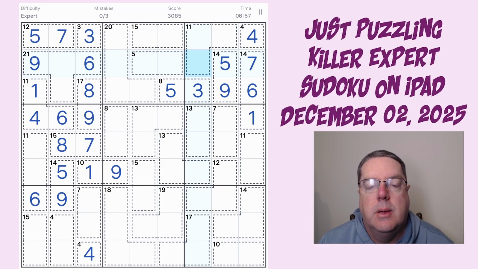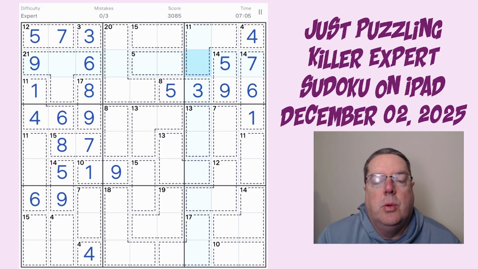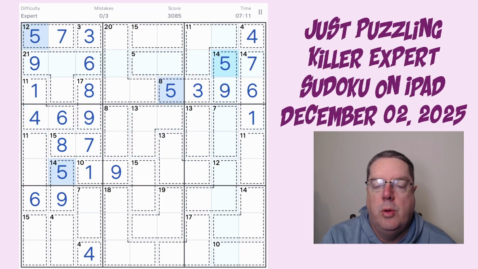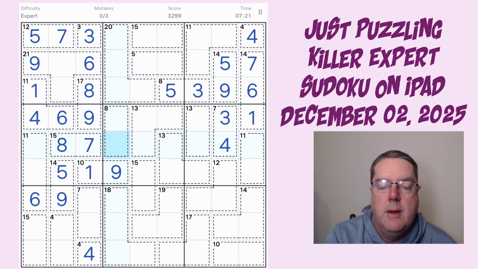8, 1, 2. Could be in all of those. So 5, 1. So this is 3 and 4 because the 5 can't be there and the 1 can't be there. The 4 comes across here. So this is a 4, leaving this to be a 3. 4 comes across here. 4 comes across here. So 4 is going to be one of these two. Well, it can't be that because it'd be 4 and 11. So that's a 4 there.